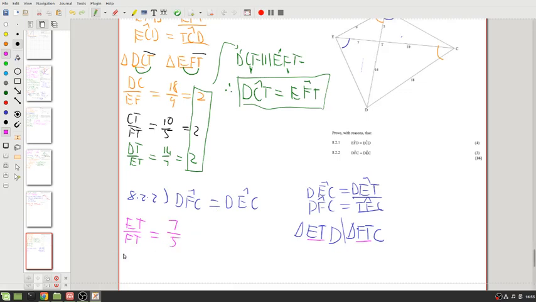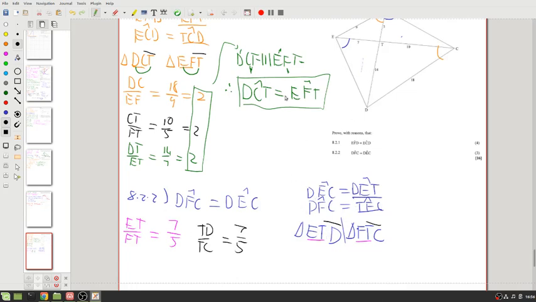Alright, and we can also do TD and TC. So TD over TC, what does that give us? TD is 14 and TC is 10. So 14 over 10 simplifies to 7 over 5. Right, so two of the sides are the same ratio. That will mean the third side is in the same ratio. So we can already say that these two triangles are similar.